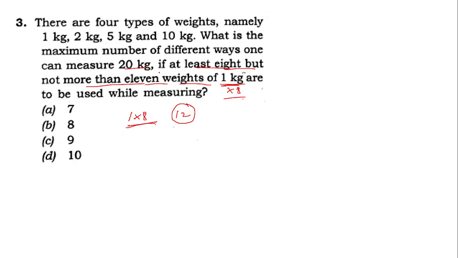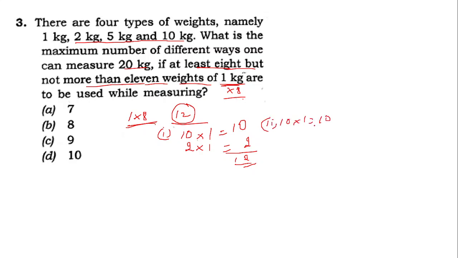How do we get 12 now? Out of these 2, 5 and 10 we have to measure. To get 12, the first way is 10 kg into 1, which gives me 10. Then 2 kg into 1 will give me 2. So 10 plus 2, 12 kg. This is one option. Second option, 10 kg into 1 is 10 and 1 kg into 2 will give me 12.